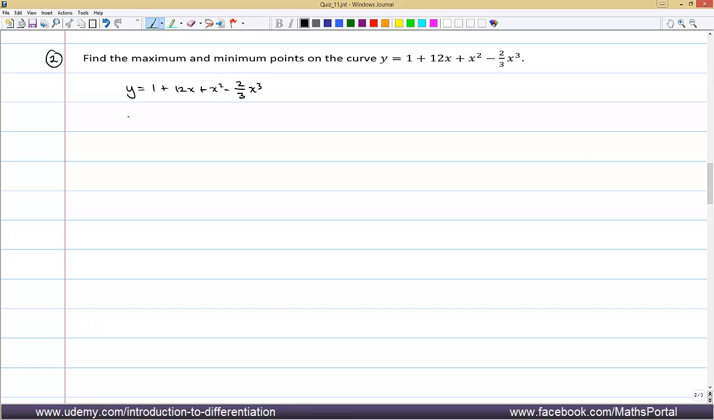Okay, differentiate it. dy/dx is equal to 12 plus 2x minus 2x squared. Let's factor out 2. That becomes 2 times (6 plus x minus x squared). And we are going to find the maximum and minimum points, that is the turning points. So at turning points, dy/dx is equal to 0.